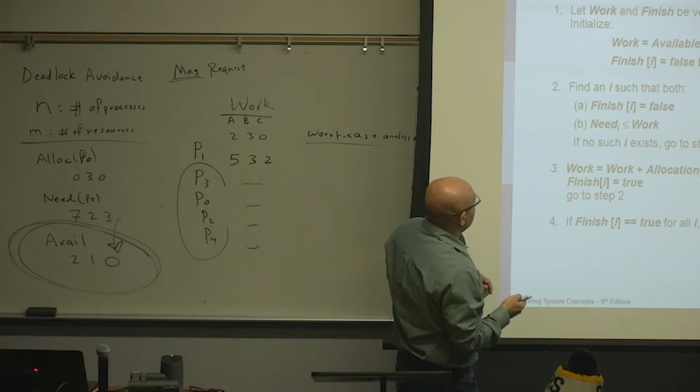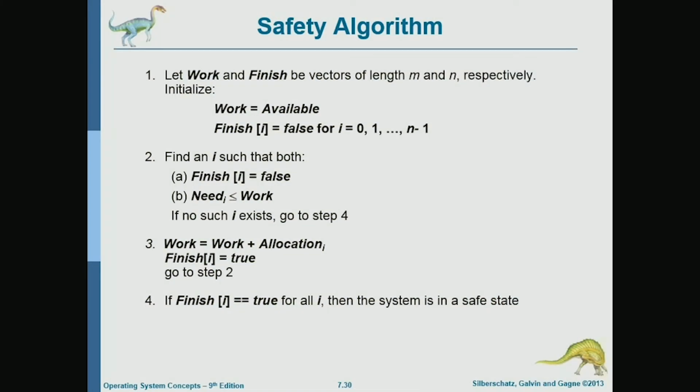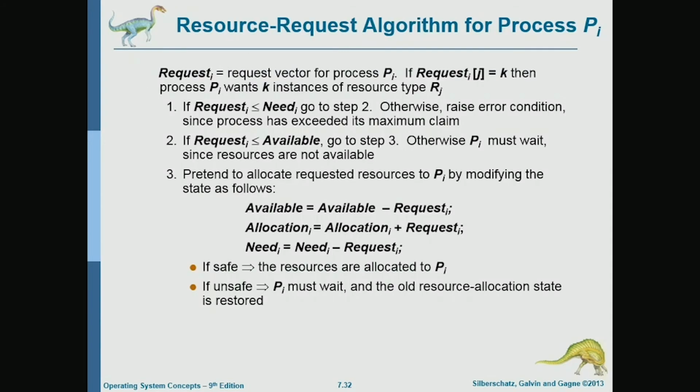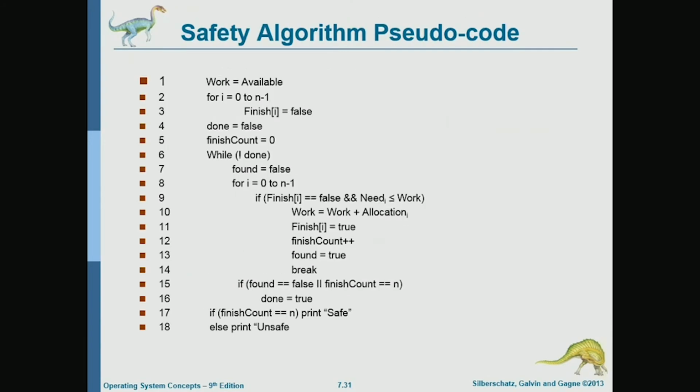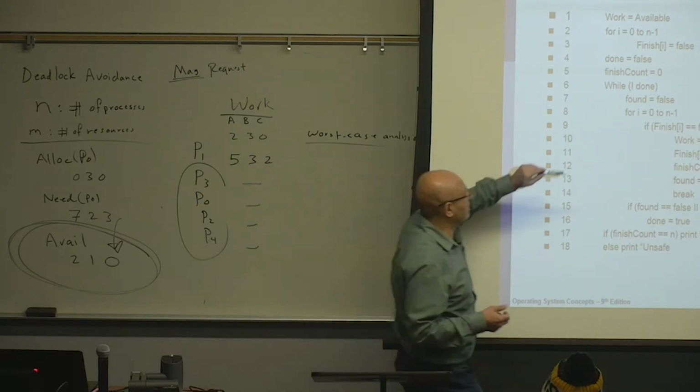Let's look at the pseudocode. The pseudocode will make more sense. So the pseudocode will first initialize each process to unfinished, because our objective is to finish all processes. So it will be looping until done.